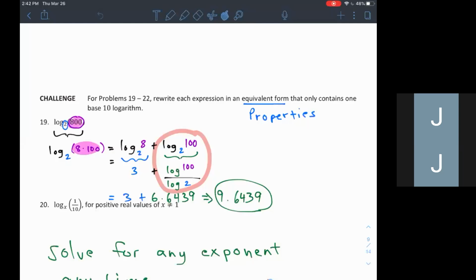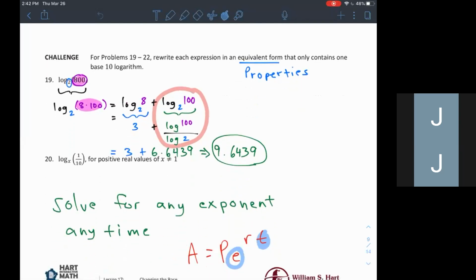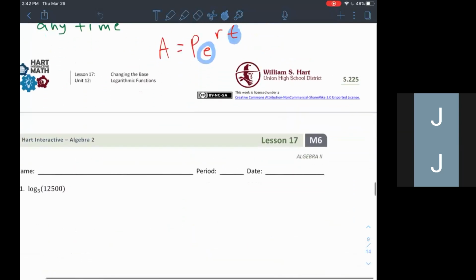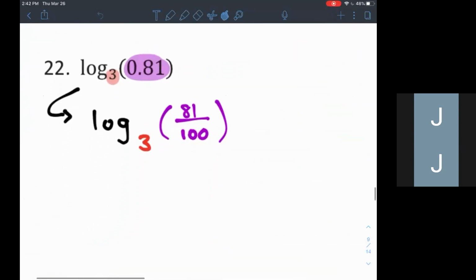We are in lesson 17, changing the base with logarithms, and we're going to look at problem number 22. Right now I'm on page 225 looking at the directions, and for this problem, number 22, we are asked to rewrite each expression in an equivalent form that contains only one base 10 logarithm, aka only one common log. So let me cruise on down to page 226 and look at our problem, number 22.